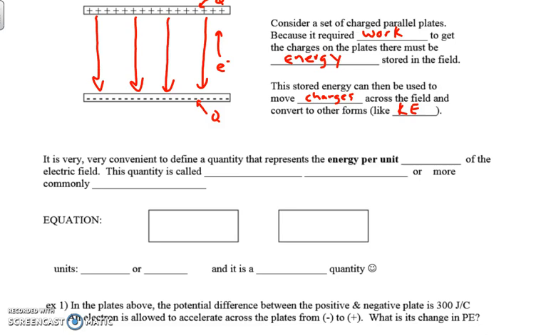So we define something called energy per unit charge. If you remember, the electric field intensity E was defined as force per unit charge, and that was a way of quantifying the strength of the field based on the source. We want to do something very similar, but in terms of energy. And so energy per unit charge is called electric potential.